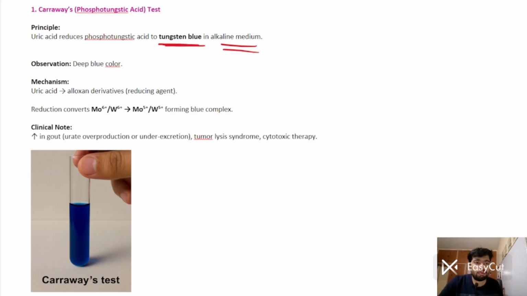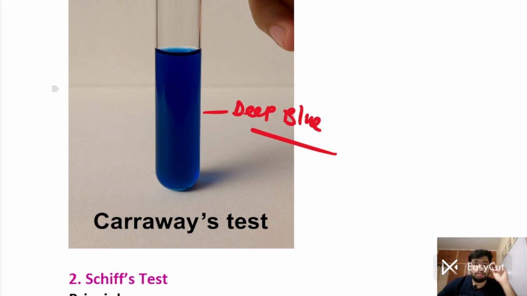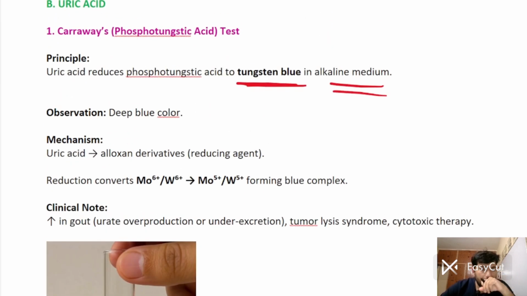So you can see a very deep blue color, which indicates uric acid. This is a strongly positive test. Now what is the biochemical basis of this test and what is the mechanism? Uric acid is an alloxan derivative and acts as a reducing agent. So what gets reduced? Molybdenum and tungsten. This is a reduction reaction, and this reduction forms a blue color complex.